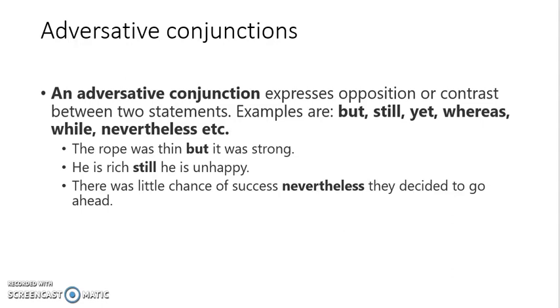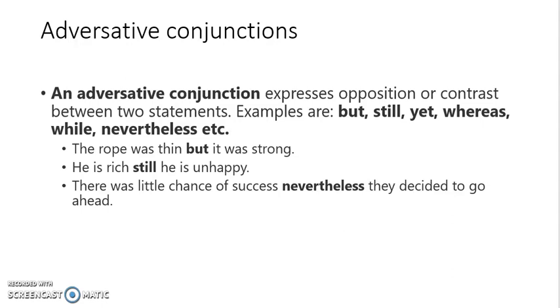Then the next one is the adversative conjunction. An adversative conjunction expresses opposition or contrast between two statements. Examples are but, still, yet, whereas, while, nevertheless, etc. So you are talking about a contrast between two statements.